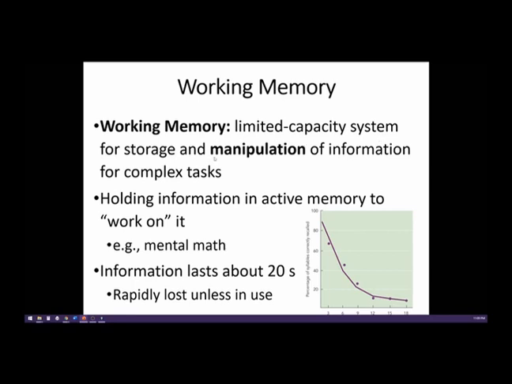So the limited capacity system sounds a lot like our short-term memory part, but now we've added this one term, manipulation. So when we were talking about short-term memory and just remembering a grocery list, you're not manipulating that list, you're just trying to remember that list by repeating it or holding on to it. Our working memory is going to focus very heavily on this manipulation. So you're going to hold information in your active memory and you're going to work on it. You're going to do something with it.